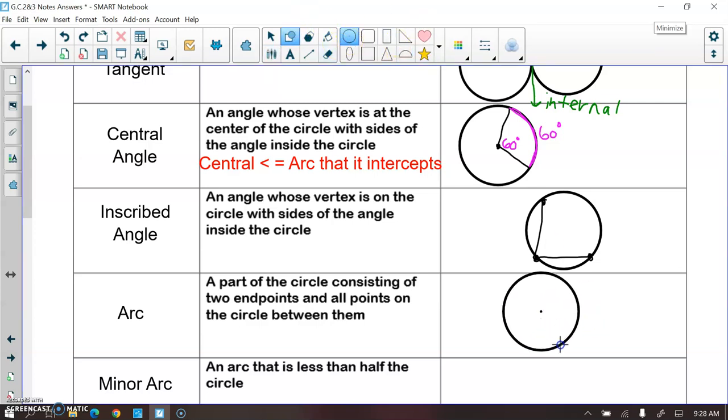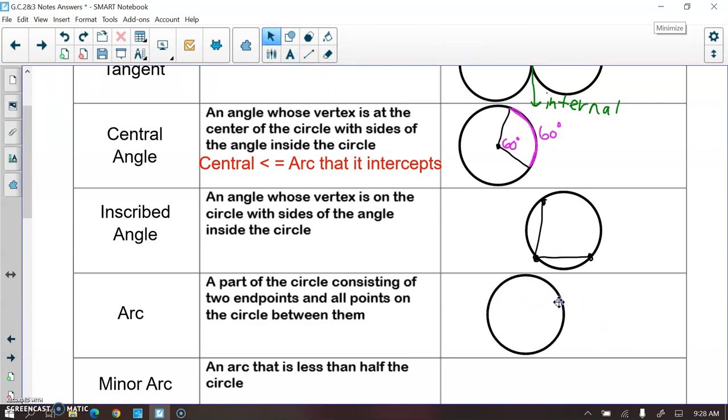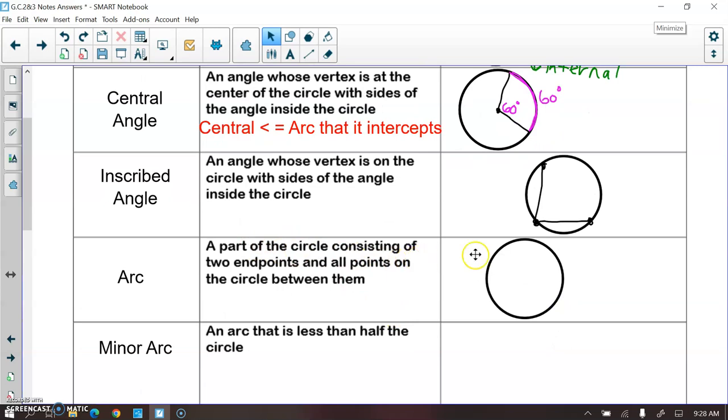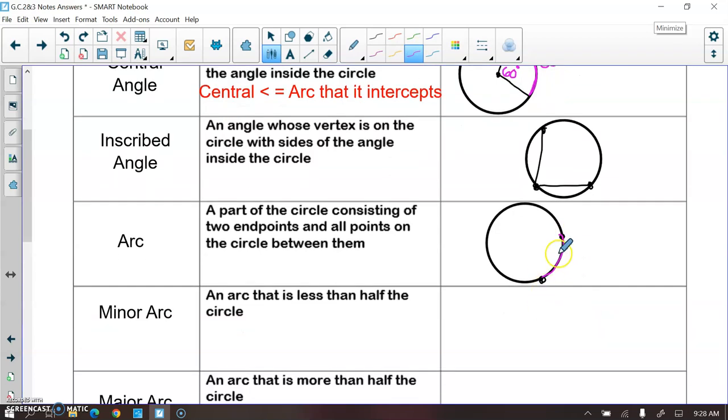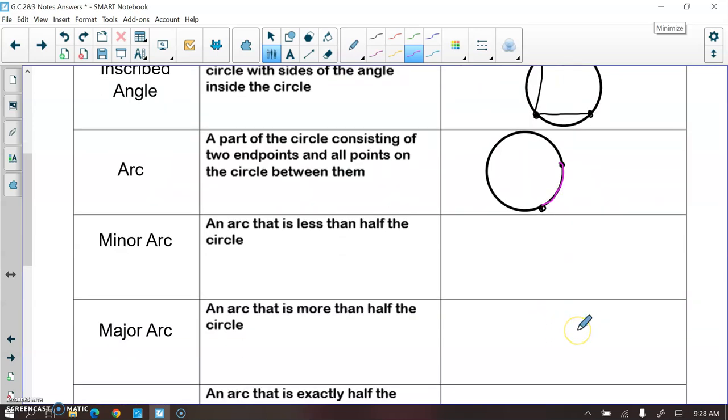So speaking of arcs, an arc is the part of a circle consisting between two endpoints. So it's a part of the circumference of your circle, which the circumference is the distance all the way around your circle. So an arc actually is part of that circumference. So I have 2 points on my circle. This would be considered an arc. Now an arc can be less than half of your circle, like this one is, or it can be more than half of your circle, or it can be exactly half of your circle.